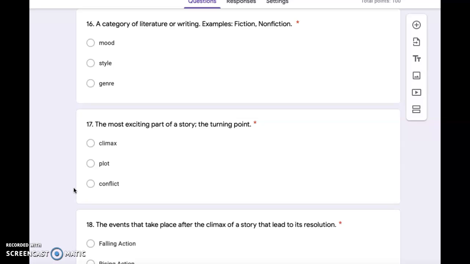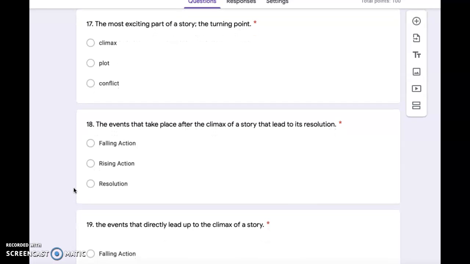Number 16, a category of literature or writing. Examples: fiction and nonfiction. Is that mood, style, or genre? Number 17. The most exciting part of a story. The turning point. Climax, plot, or conflict.